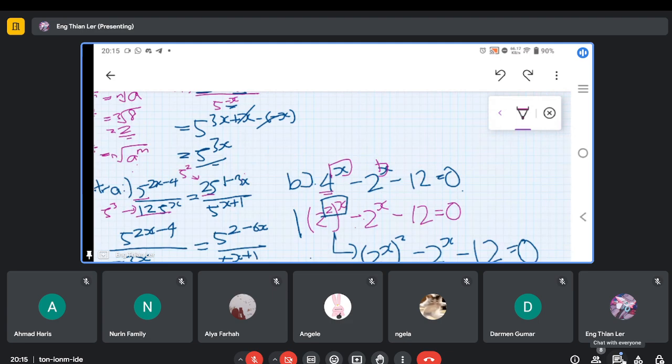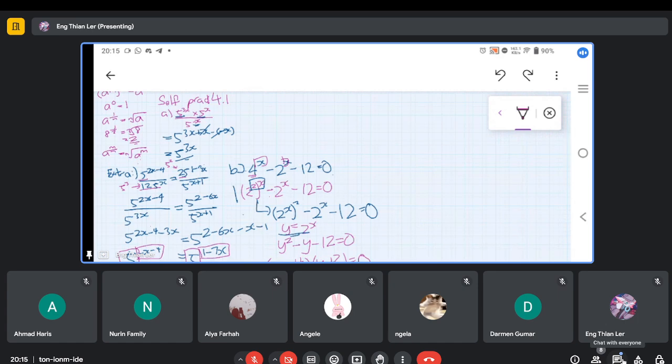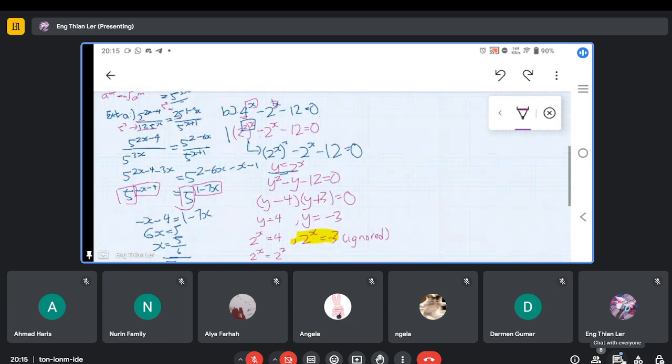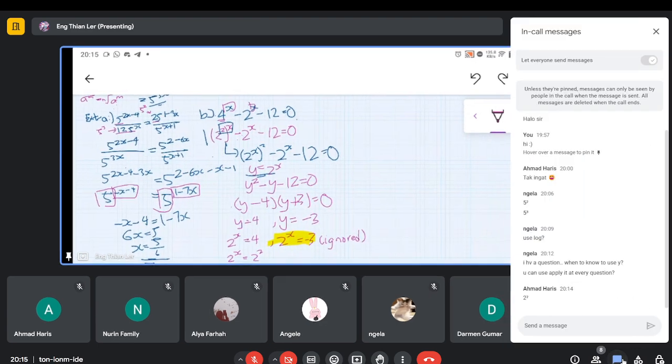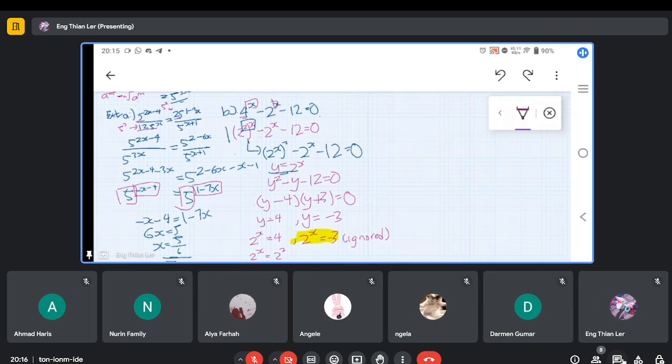That's pretty much it for the indices. So anyone have questions before I move to 4.2? Anyone confused how to do it? Everybody okay? Can I move to the surds? Alright, seems like everybody is okay.